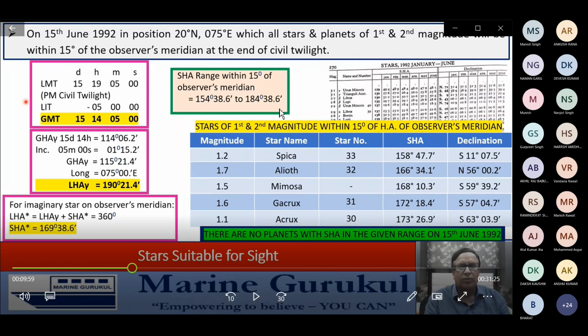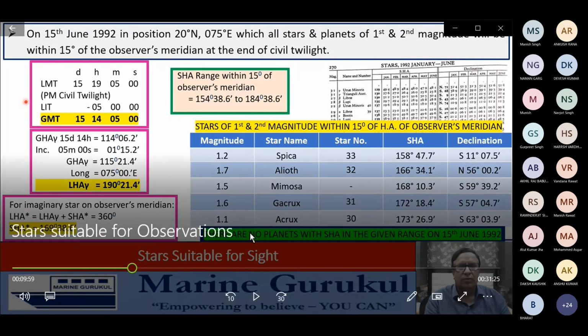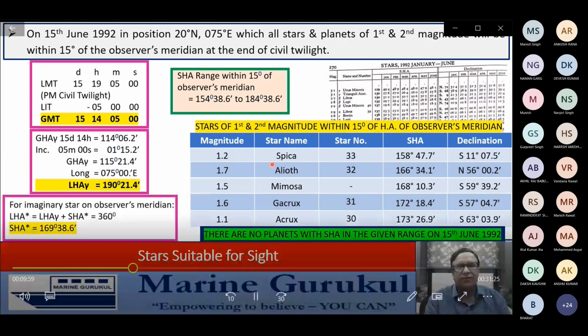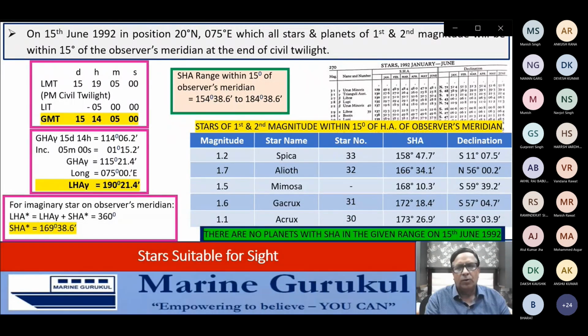Negative, sir. Very good. So since there are no planets, we just make a remark here: no planets with SHA in the given range. So we have only these 5 stars and no planet.